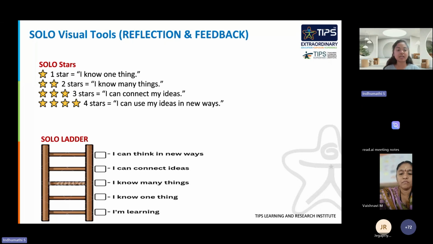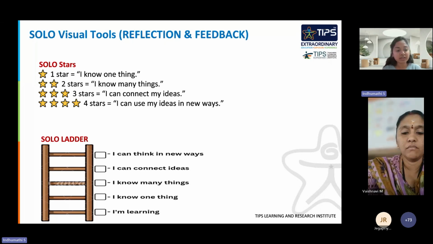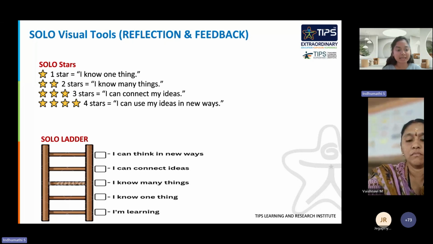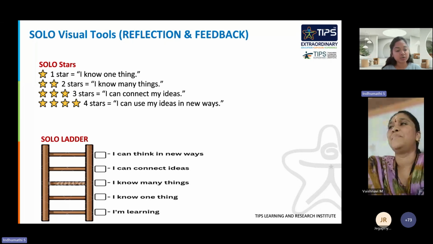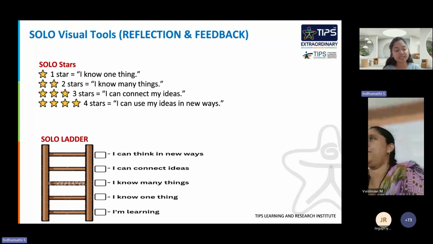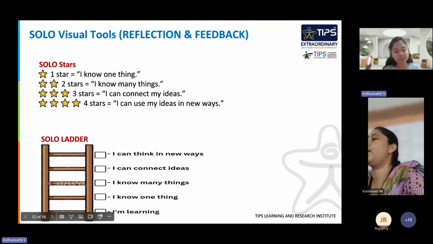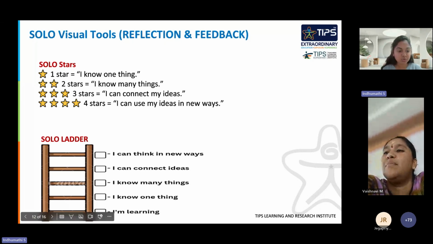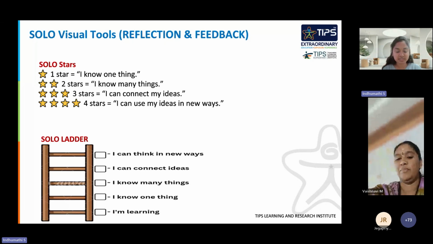In this way, we can support the child in using the SOLO visual tools and help them to see their thinking. And next is the SOLO ladder. If you look at this, I'm learning. So the basic step, the first step, is I'm learning, and then goes the higher order of thinking. You are in the first step, and then you can move to the next step. If you know many things, if you tell me more about this, we can move to the next step.